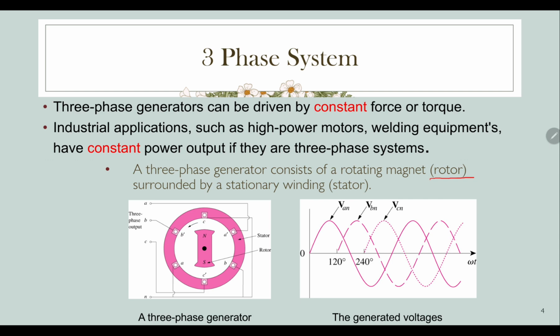In a three-phase system, the three-phase generator consists of a rotating magnet known as the rotor surrounded by a stationary winding which is the stator. So here is the stator and here is the rotor. So there are phase differences between VAN, VBN, and VCN by 120 degrees.